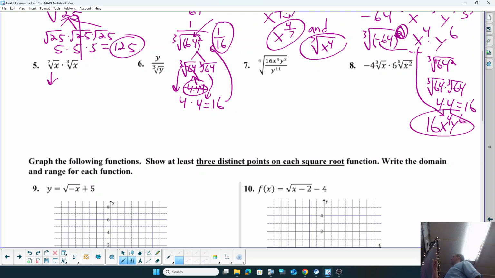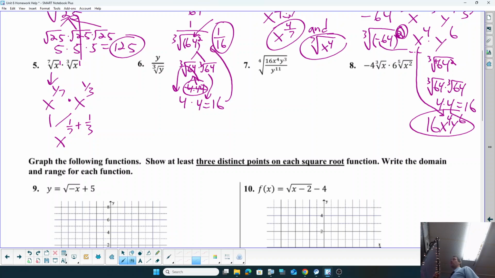So then we bring this down, and we have an invisible 1. So that's x to the 1/7 times x to the 1/3, right? Because the 7th root is 1/7, and the 3rd root is 1/3. Now we have the same base, so we can combine those bases, and we just have to add the powers. And so how do you add the powers?